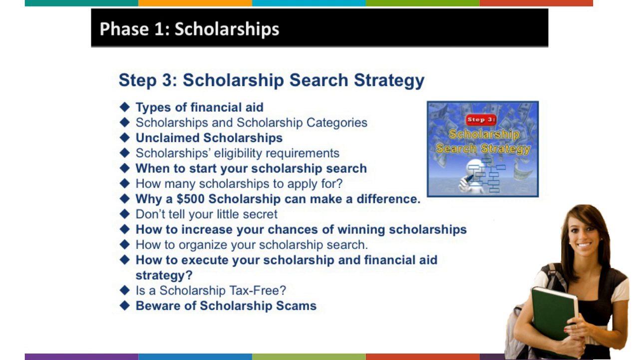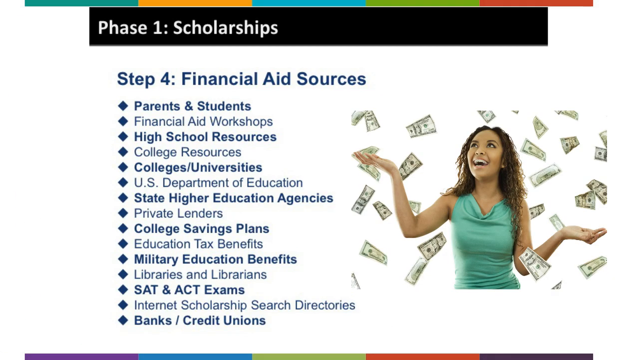In Step 3, Scholarship Search Strategy, we're going to cover some of the following topics displayed on the screen, such as types of financial aid, which is a review, scholarships and various scholarship categories, unclaimed scholarships, scholarship eligibility requirements, when to start your scholarship search, how many scholarships to apply for, why a $500 scholarship can make a difference, how to increase your chance of winning scholarships, how to execute your scholarship and financial aid strategy, and how to beware of scholarship scams. After this lesson, we'll proceed to Step 4, Financial Aid Sources.